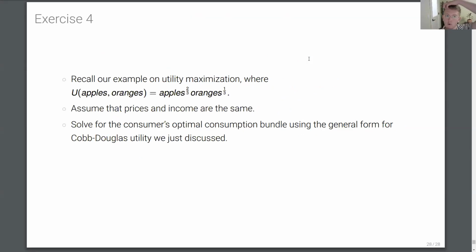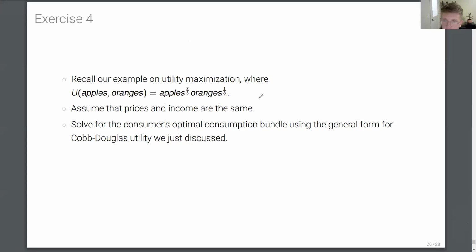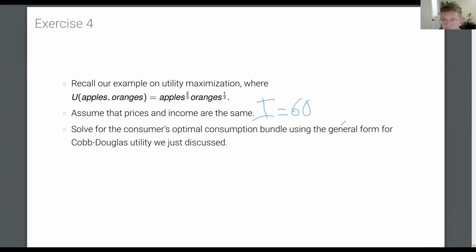Okay, so exercise 4 wants us to go back to our example on utility maximization, where we had that the utility of apples and oranges was just given by apples to the 2/3 and oranges to the 1/3, and that we assume the prices and income are the same. Where, if I recall correctly, income was 60, the price of apples was 4, and the price of oranges was 2. Okay, well, what do we know about apples here? Well, there's 2/3 in the exponent associated with apples. So that's going to mean that we spend 2/3 of our income on apples.